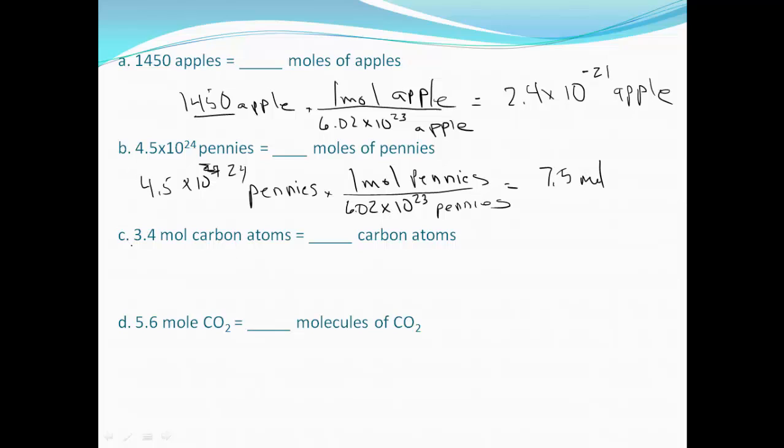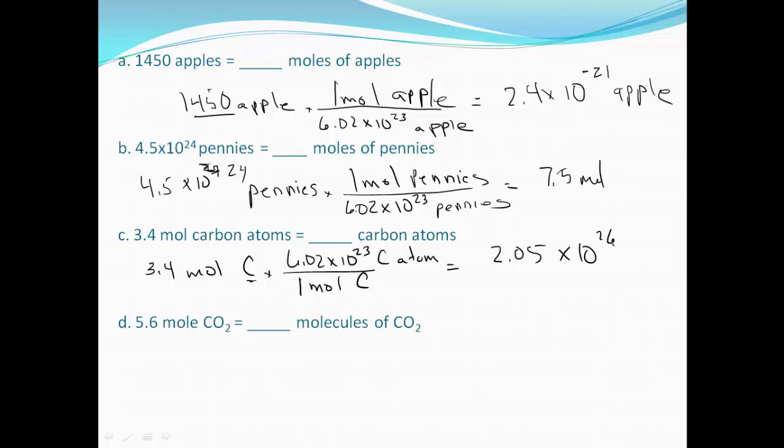So we have 3.4 moles of carbon atoms. Notice it's an atom, so 1 mole of carbon atoms is 6.02 times 10 to the 23rd carbon atoms. 3.4 times 6.02 times 10 to the 23rd, and we should get 2.05 times 10 to the 24th. So you kind of get the idea here.